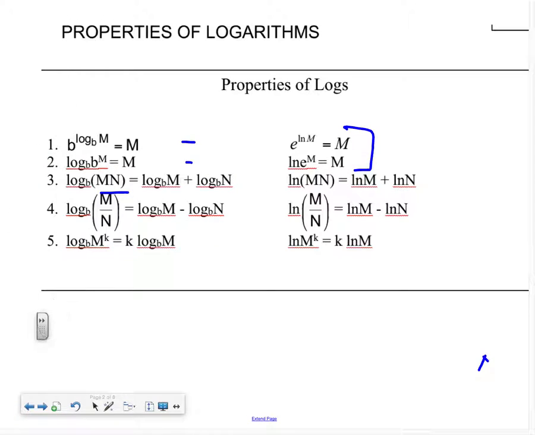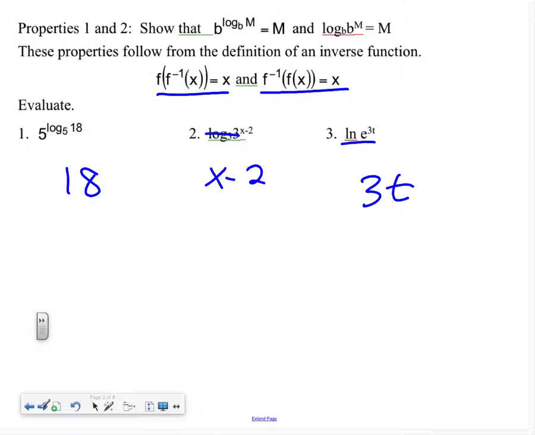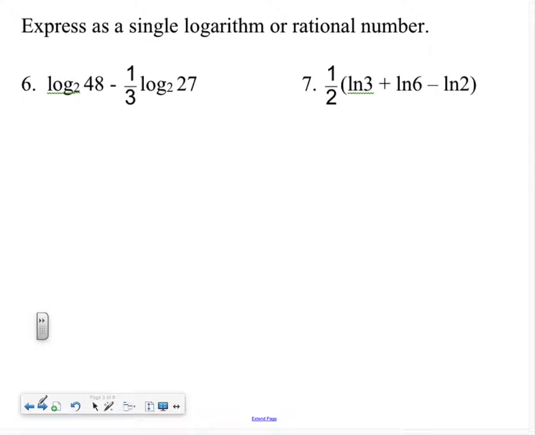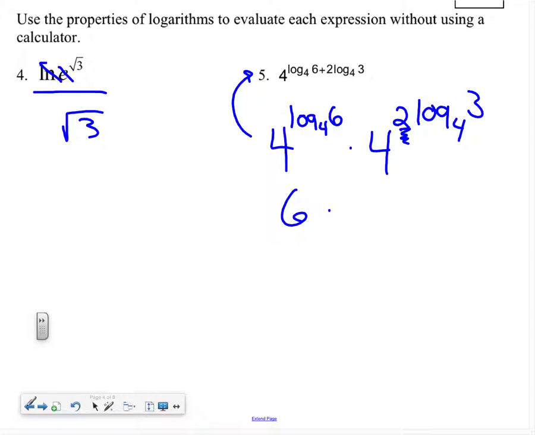What rule would do that for me? Let's ask, 1 through 5. Good, 5. What happens is I can take this k and take it up top and make it a power. So I'm going to get rid of that too. Let's use that log rule. This 2 can come up front. So what I have is 4 to the log base 4 of 3 squared.